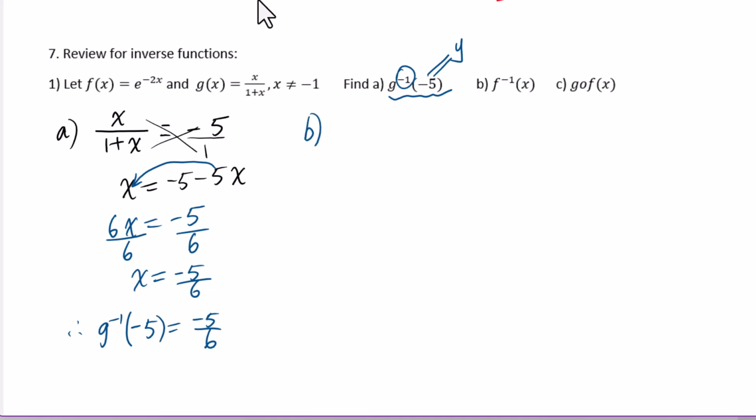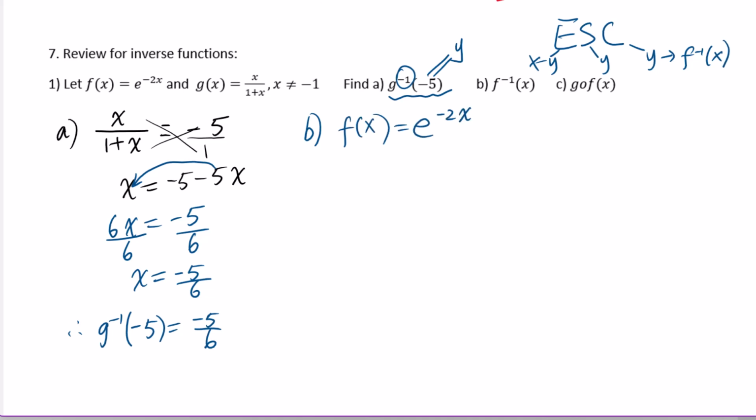B. Find the inverse of f of x. Use the escape button. Exchange x, y. Solve for y. Change y into inverse symbol. For f of x equals e to the negative 2x power, f of x we change into y. Then we switch x, y. X equals e to the negative 2y power.